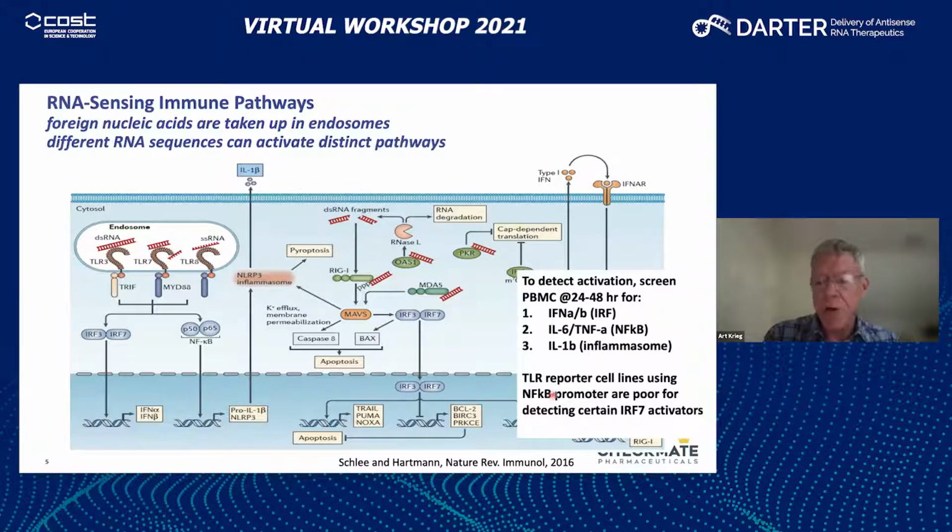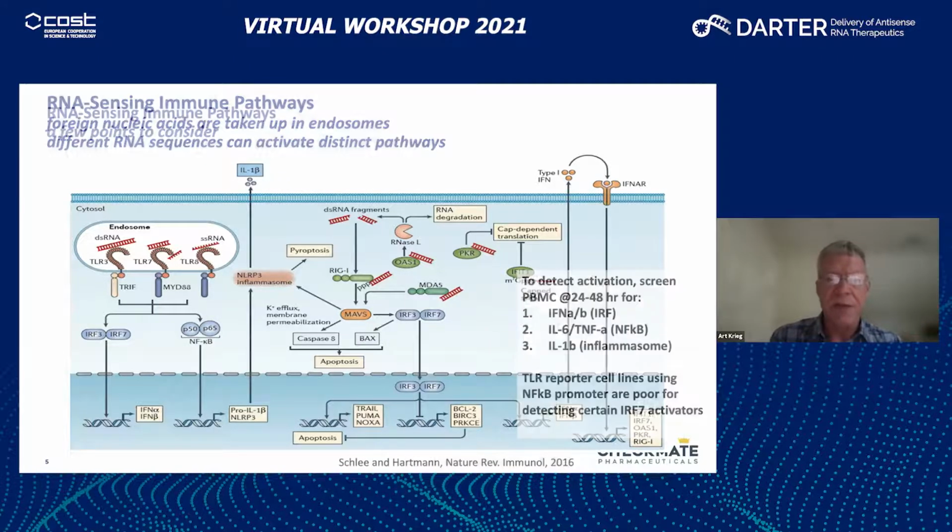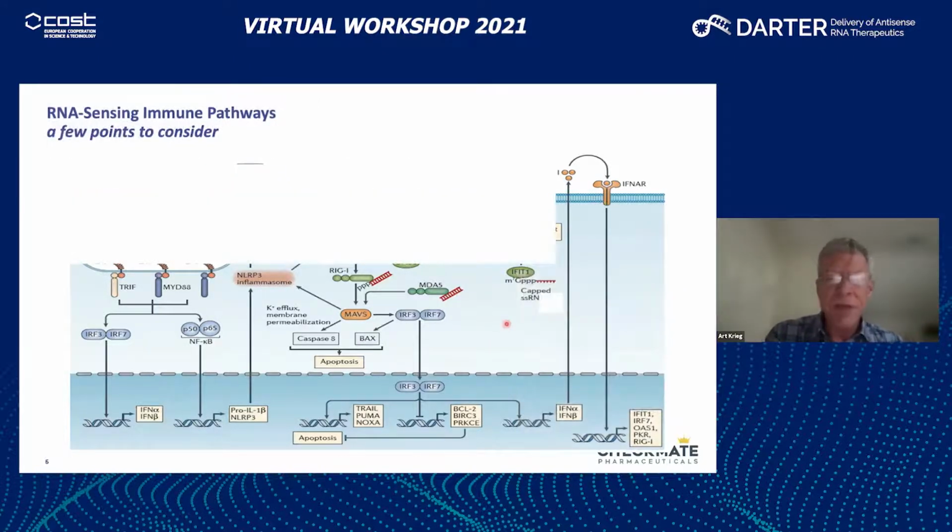Also, the reporter cell lines don't necessarily measure all of this because they are typically using an NF-kappa B reporter, and some nucleic acids don't really activate NF-kappa B as much as they activate the IRF pathways. And so I think it is important to use an assay like a PBMC assay to detect that using human relevant cells.